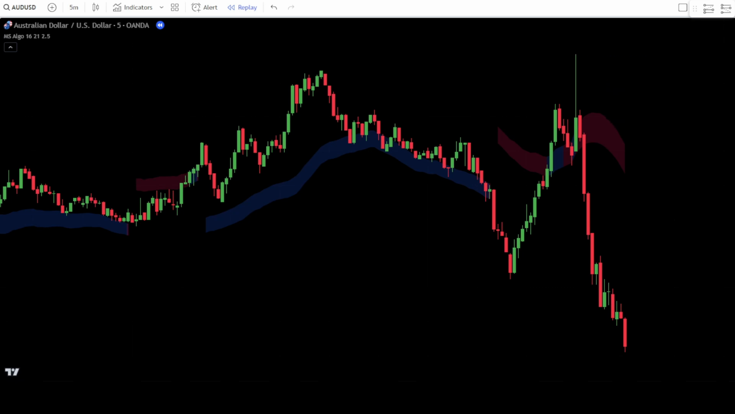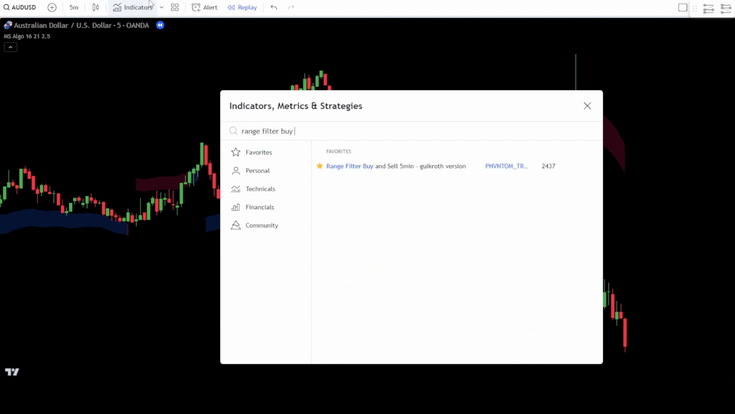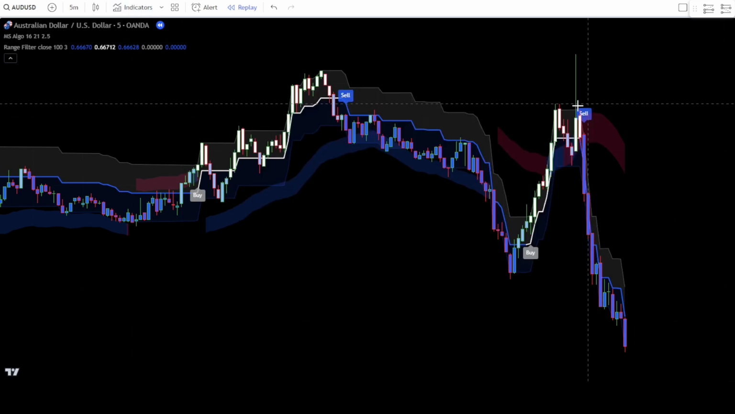Now, add the second indicator that will be used as a guide for placing orders in the market. Go to the Indicator Search tab and then type in Range Filter Buy and Sell 5 minutes. Then, select Range Filter Buy and Sell 5 minutes from Phantom Trader.